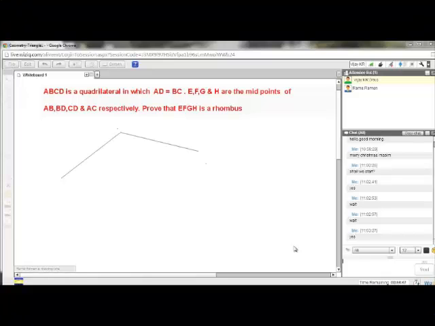ABCD is a quadrilateral in which AB is parallel to CD, and AD is equal to BC. Then E, F, G, H are the midpoints of AB, BD, CD and AC.